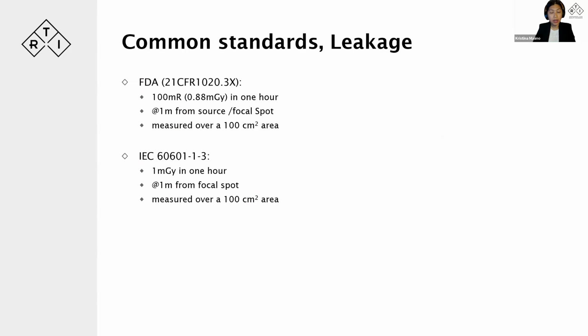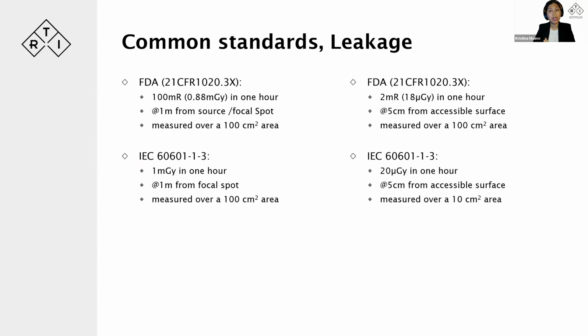However, please take note that there's also additional standards when the tube is not discharging. And this is done at 5 centimeter from accessible surface, different from the 1 meter from source or the focal spot. And according to FDA, we do this at 100 centimeter square area. IEC says to use 10 centimeter square area.